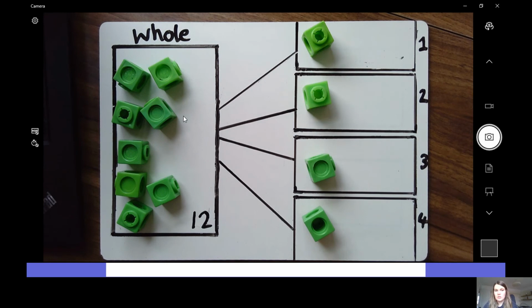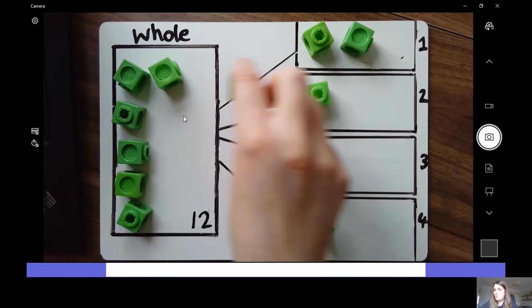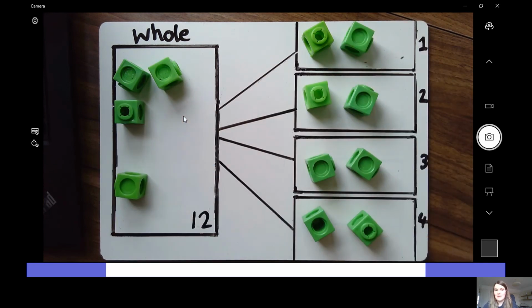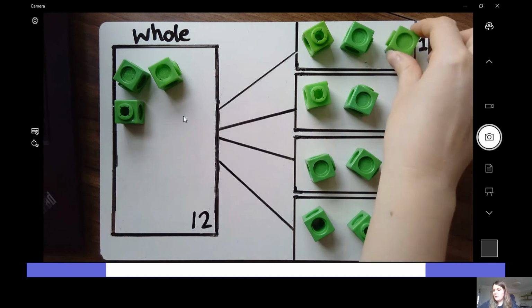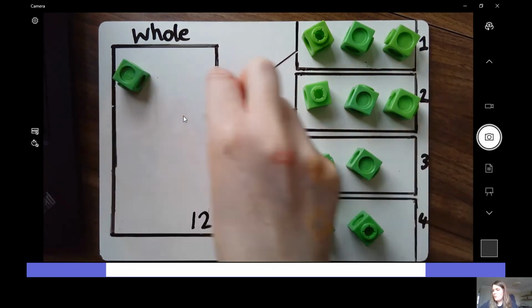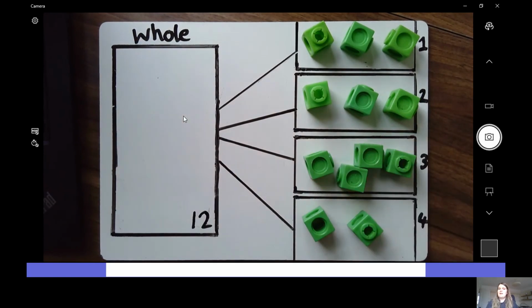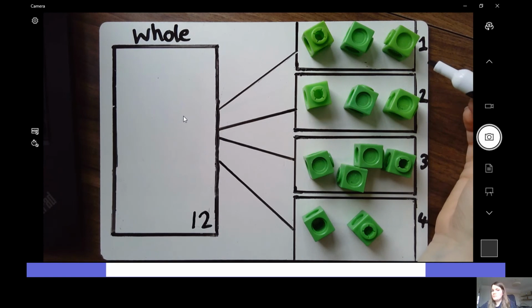Are we finished? No, we're not. Have we shared out the whole 12 yet? Okay, let's keep going. 1 for you, 1 for you, 1 for you, 1 for me. Have we done it? Well done, not yet. 1 for you, 1 for you, 1 for you, 1 for you. Perfect. Now, let's check how many we've got all together.